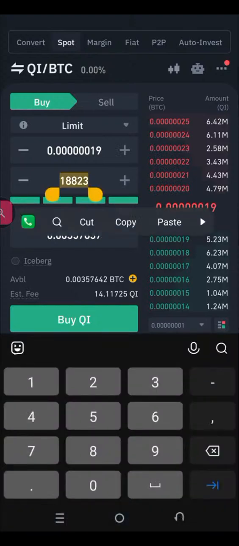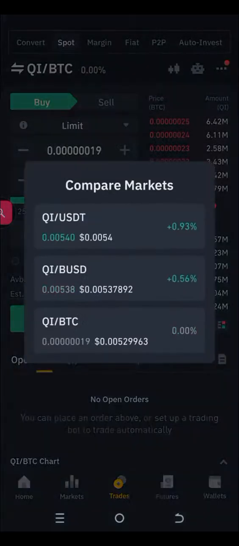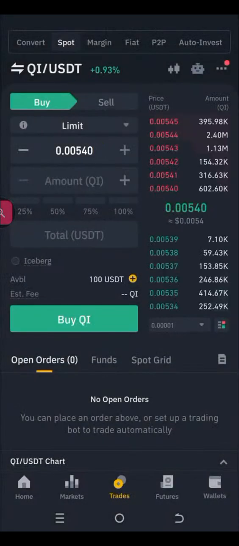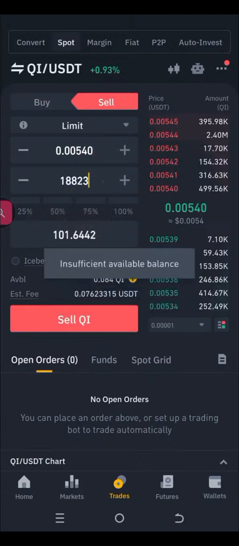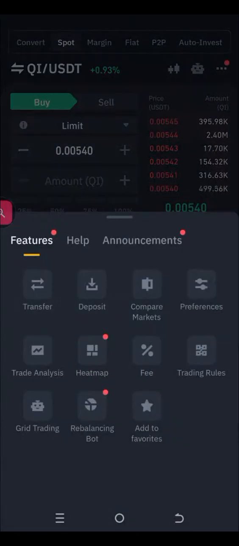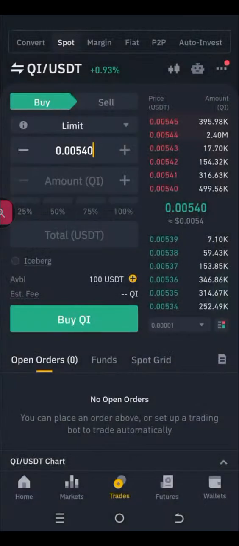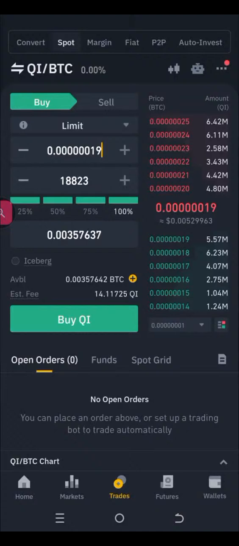Let's copy that, and then let's go to compare markets and click on the USDT. If I try to sell, what would I get? Let's see what profit I make. Okay, same amount, 1.6%. That's $1.64. So let's just go with this, right? Let's go back and try to see whether if we buy QIBTC, we will be able to make this. So let's go ahead and try it out.